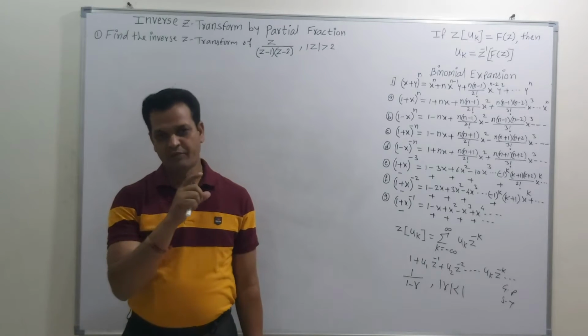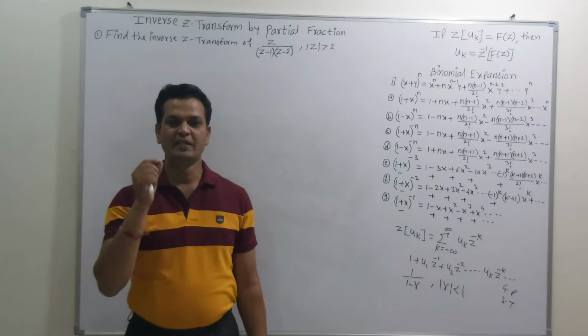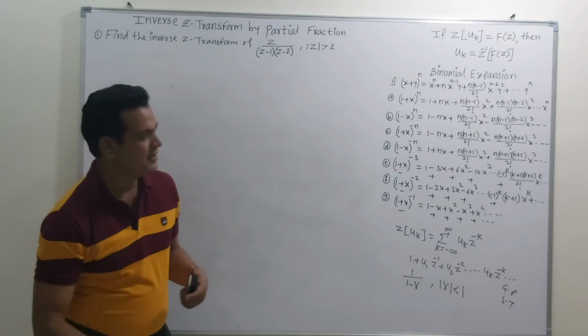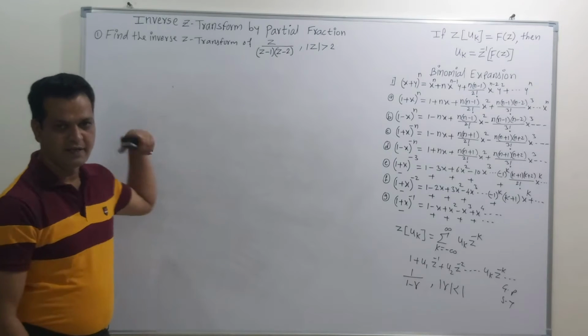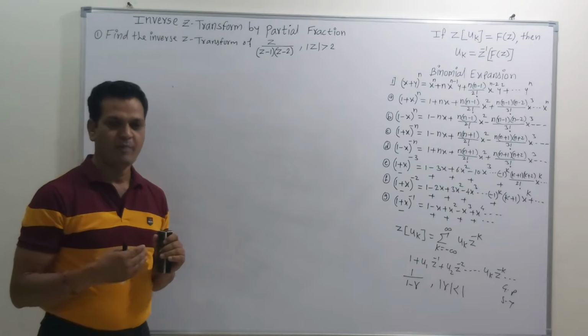Friends, in our previous video lecture we learned how to find the inverse Z transformation by partial fraction, where we learned the partial fraction rule and we solved one example with the help of three regions of convergence. Now we are continuing that concept again. So here we are solving the next example, which is based on the inverse Z transformation by partial fraction.